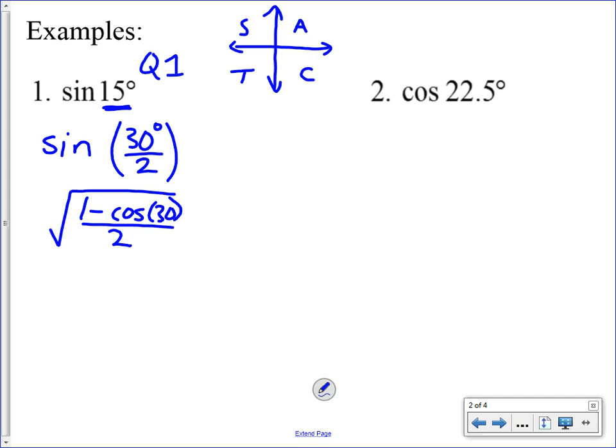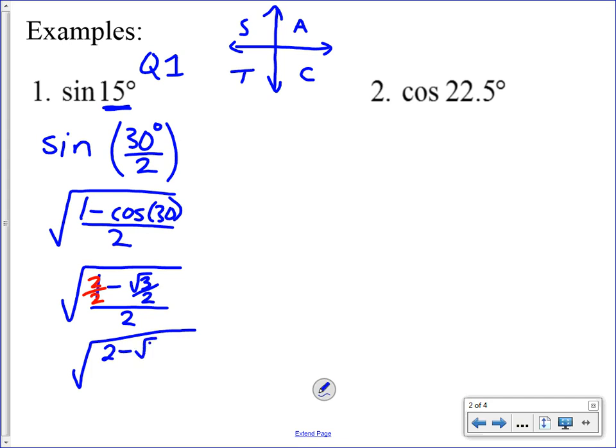Then you just think to your unit circle. Cosine of 30 degrees, which is pi over 6, is the square root of 3 over 2. So we have 1 minus the square root of 3 over 2, all divided by 2. In order to simplify that, we start with our numerator. We're subtracting fractions, so we need a common denominator. We'll convert the 1 to 2 over 2, and then subtract the numerators. So we get 2 minus the square root of 3 over 2, all divided by 2.